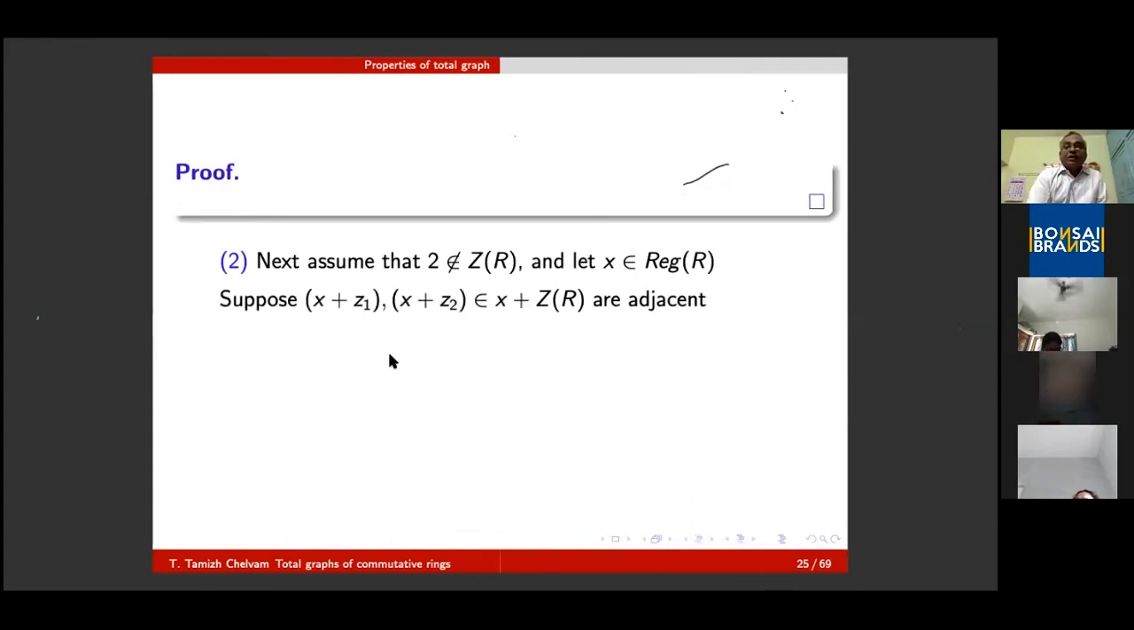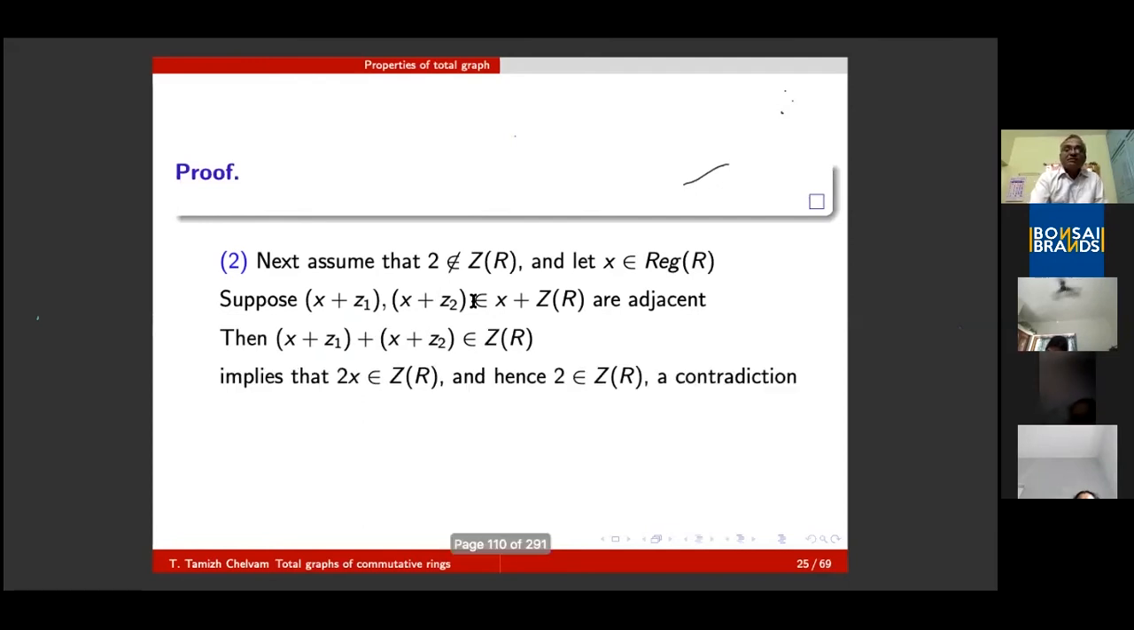Okay, I take x as an element of regular. Suppose x plus z1 and x plus z2 are adjacent. What will happen? Their sum is a zero divisor. So z1, z2 are elements of Z of R. I can put it on the other side: 2x is an element of Z of R. Here 2 is not there, x is not there.